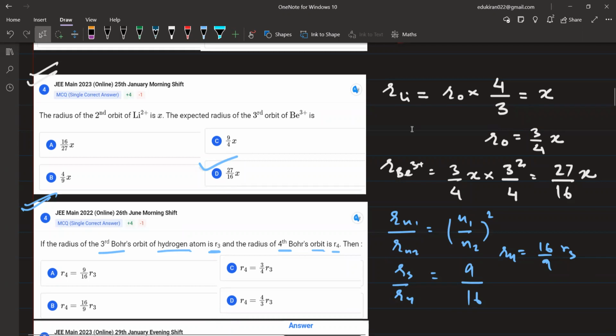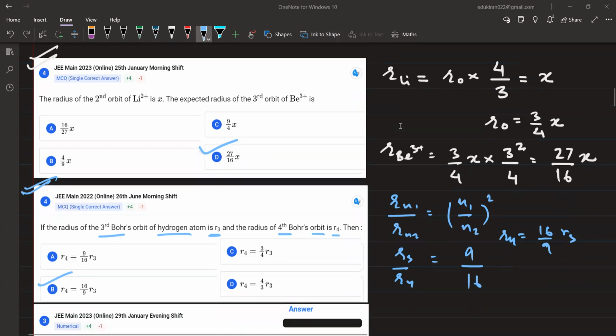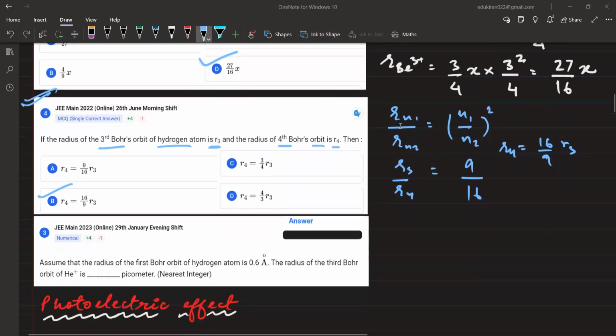सही है? 16 upon 9 R3. B is the correct option. Marita, Adriel, Priya, all of you got this? Yes, sir. Okay. चलिए कीजिए.